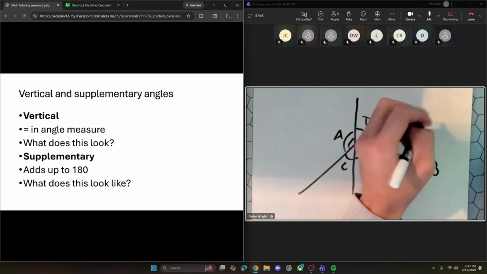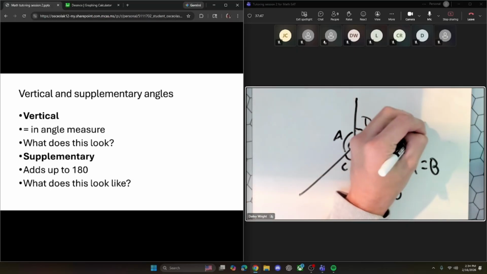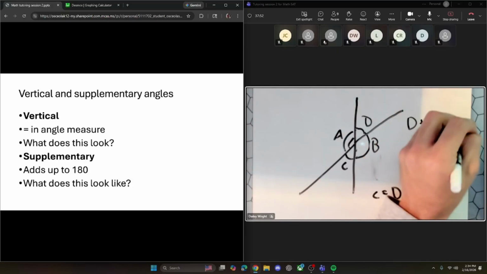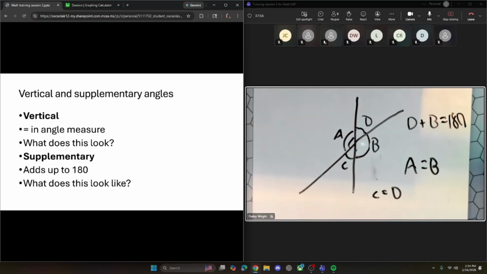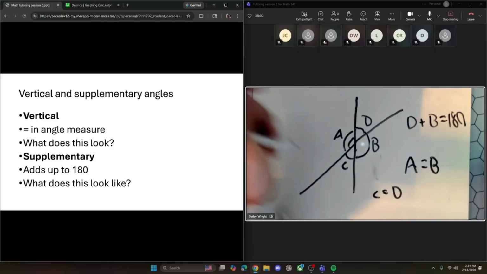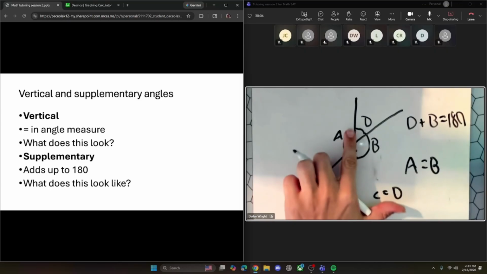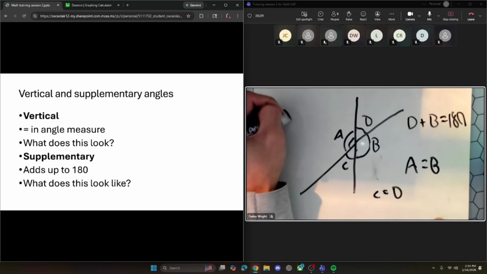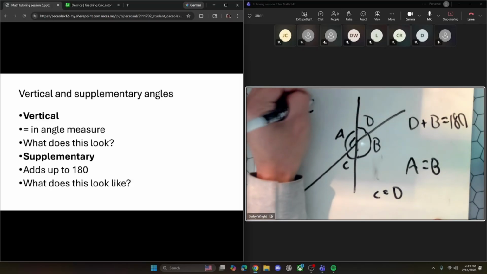B and D will add up to 180, because it was 180 before, and you just know those two crossed and split up that 180. So B and D will add up to 180. And that goes the same for A and C, because this is a line right here that's 180. Once you split that, A and C are equivalent to 180.